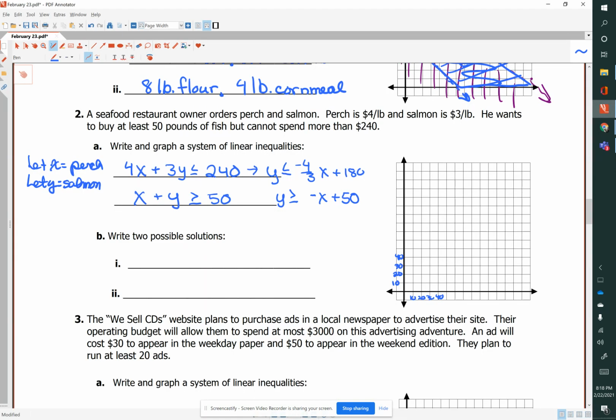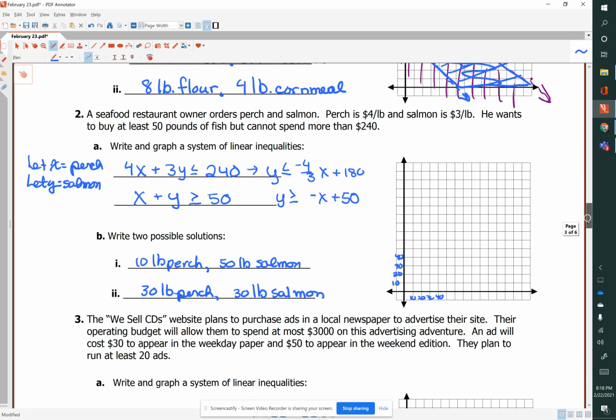So let's add that to our solutions. They could get 10 pounds of perch and 50 pounds of salmon, or they could get 30 pounds of perch and 30 pounds of salmon. And that would fit the parameters of the problem.